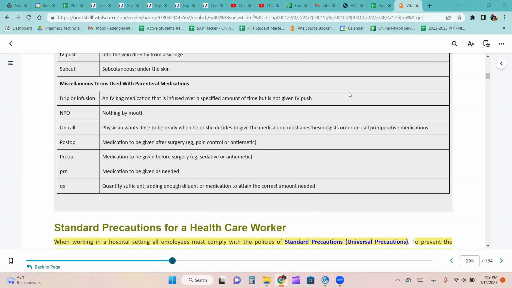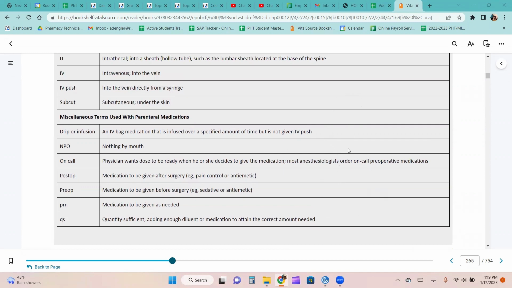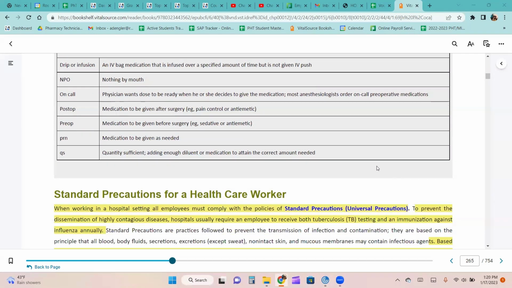Post-op is medication to be given after surgery, like pain control or antiemetics, like that's going to stop you from throwing up. Pre-op drugs, medication to be given before surgery, like sedatives or antiemetics. PRN, you should hopefully know by now that it means to be given as needed, and Q as quantity sufficient.